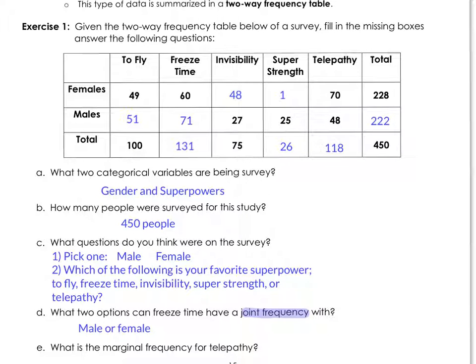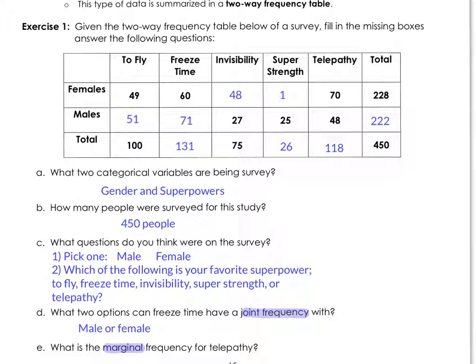And E says, what is the marginal frequency? So again, a new vocabulary word, marginal. So if you think of like the margins of your paper, margins are usually around the outside. So if I look here, the margins would be this outside. Well, these are just labels here. So what's a marginal frequency? Those are these ones right here. These are your marginal frequencies.